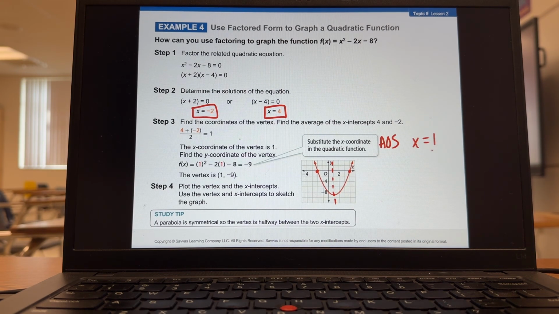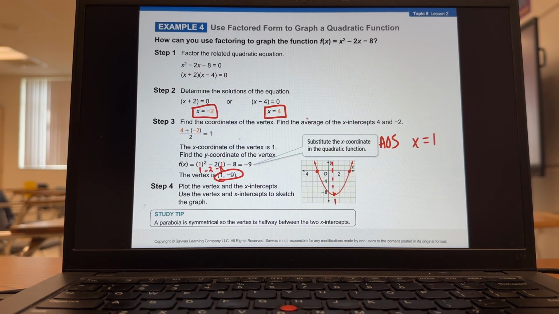And then to find your vertex, which is the point on that axis, you actually have two choices. You can plug it into your original problem, this one up here: 1 squared is 1, negative 2 times 1 is negative 2, minus 8. 1 minus 2 is negative 1, negative 1 minus 8 is negative 9. So your vertex is at (1, -9), that's why the point is here. So once you have your vertex and your two zeros, draw your parabola.